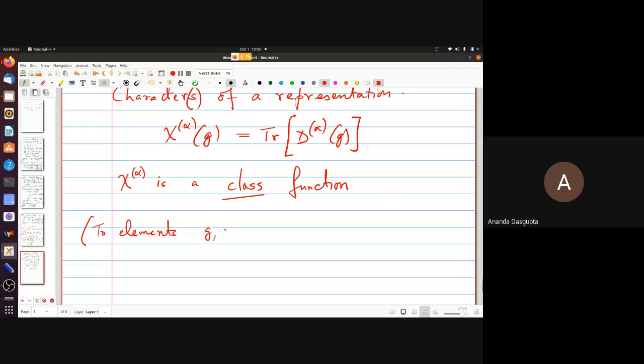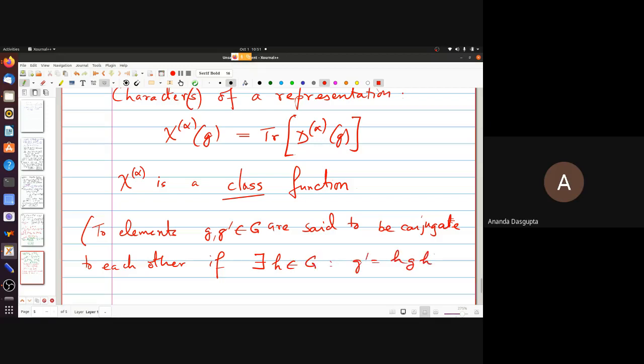two elements G, G prime belonging to G. Remember what conjugate means in the language of group theory? Conjugate to each other if some, let's call it H belonging to capital G, such that G prime is H G H inverse. Everybody remembers this, right?